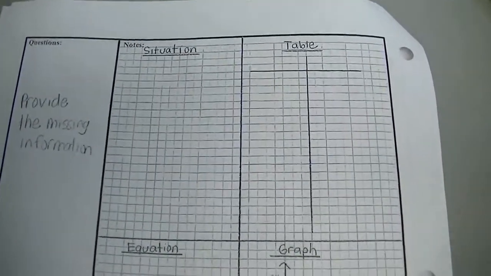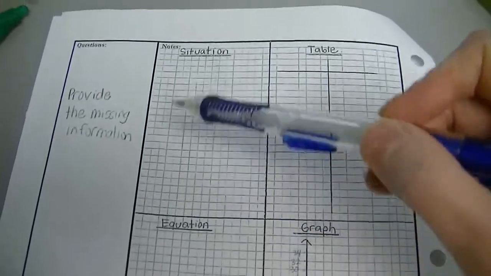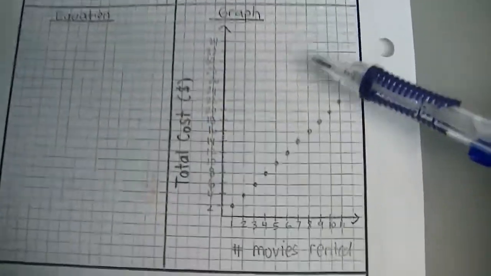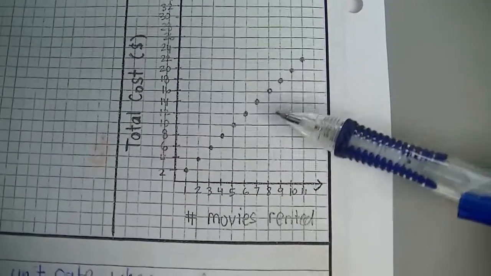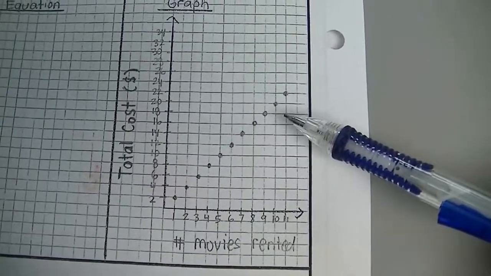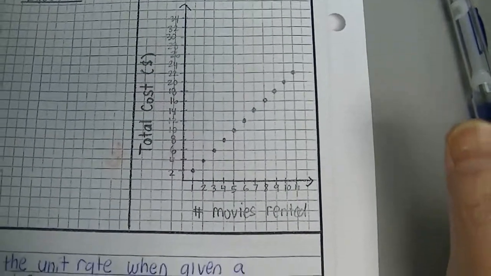So you'll see that this page asks you to provide the missing information, and you're going to notice there's a lot of missing information. You don't know the equation, you don't know the situation or the table. The only information provided at all is just this graph right here. So I want you to take a second and look at the graph, and I'm going to show you the summary so that you know what to be thinking about.